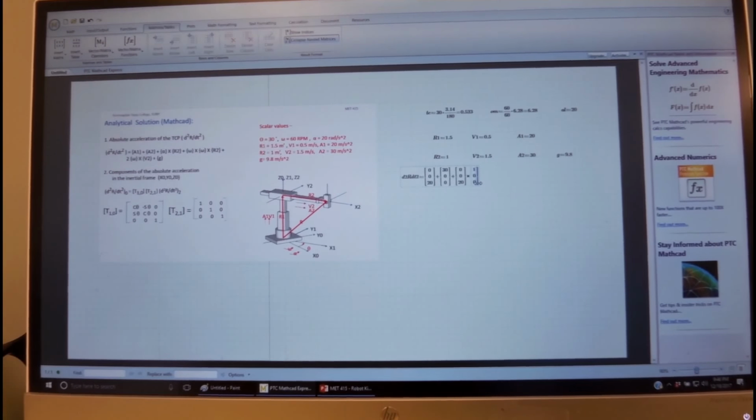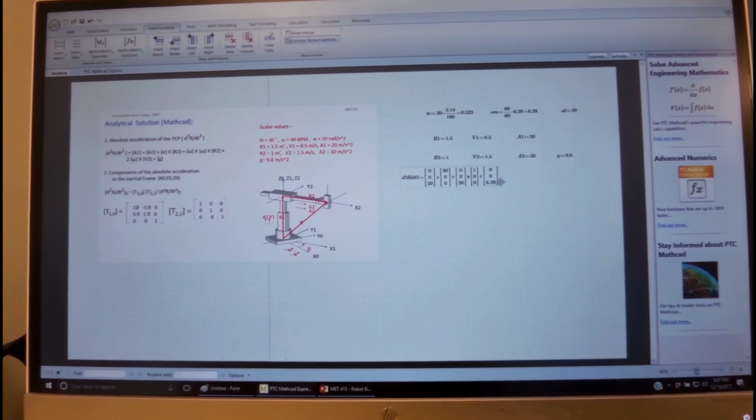And so this is alpha, the tangential acceleration. Now we do the centrifugal acceleration. So we need omega, and we put a vector here, which is 0, 0, and omega is 60 radians per second, which is 6.28, and we cross it by itself.